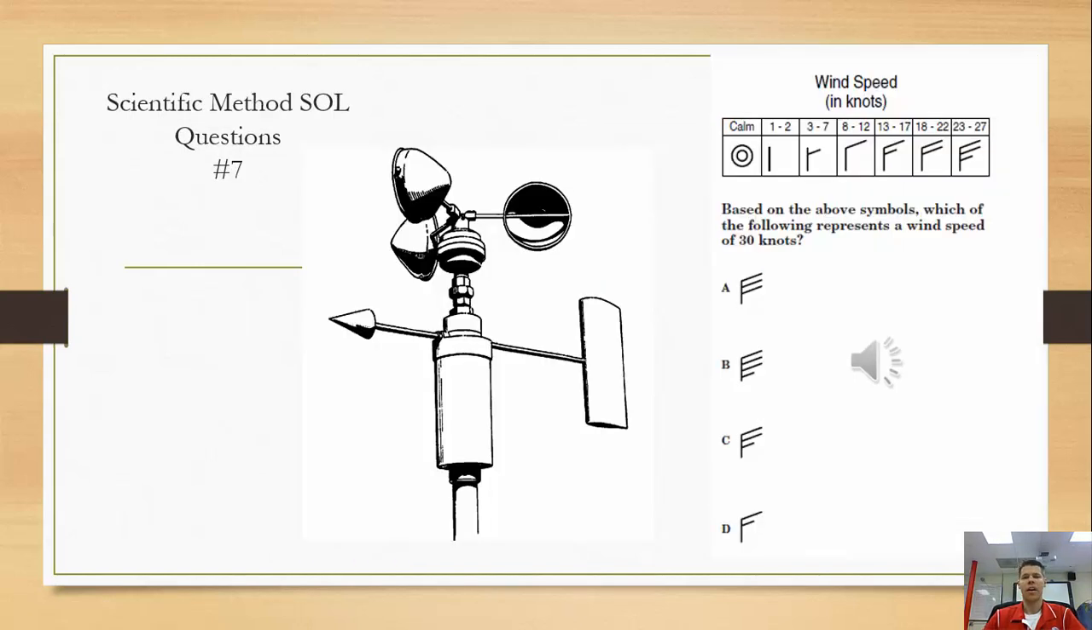H. Alright, this is just a reading the chart question and basically completing the chart. Based on the above symbols, which of the following represents a wind speed of 30 knots? We see just a standard line here is winds less than 5 miles per hour. And then once we get one little half line, we're around the 5 mile an hour range. A full line, we're around the 10 mile an hour range. And these basically are counting up by 5, as you can kind of see here. So it's asking you for 30, which we know we'd basically just have to draw a box right here and make this half line a full line. And that would represent 30 knots. So our answer is A.